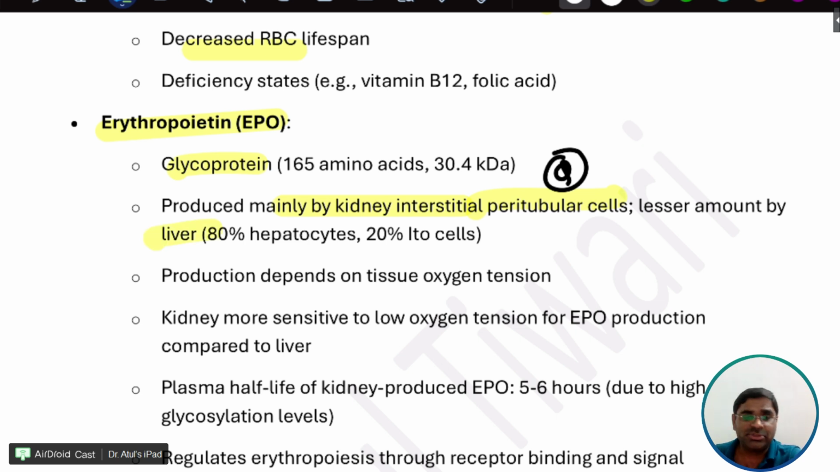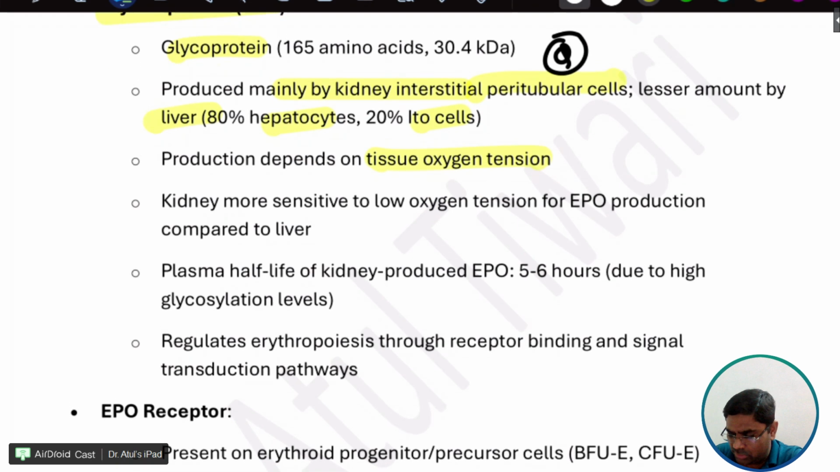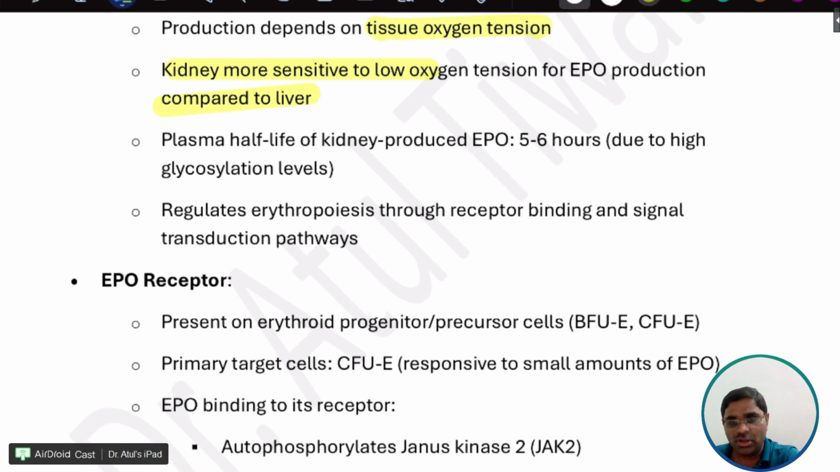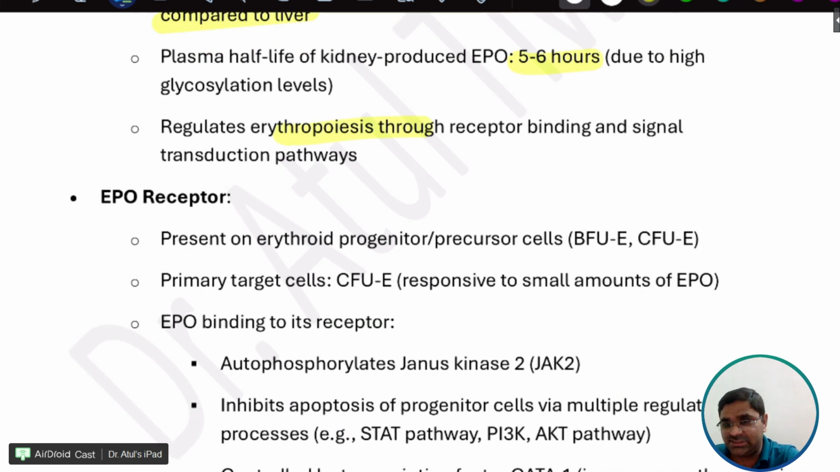Even in that lesser amount, the majority is produced in hepatocytes and a few EPO is produced in Ito cells. The production of EPO depends upon the tissue oxygen tension. Kidneys are more sensitive to low oxygen tension for EPO production compared to the liver. Plasma half-life of kidney-produced EPO is 5 to 6 hours. It regulates erythropoiesis through receptor binding and signal transduction pathway.